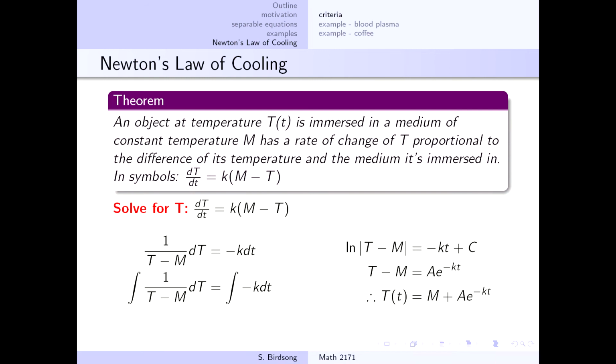It's going to be whatever the room temperature is, or whatever the temperature of the surrounding medium is, plus some constant times e raised to the negative kt, where little t there is time, and the k is some constant that you'd have to find depending upon whatever object is warming up or cooling down. So let's look at an actual example now.